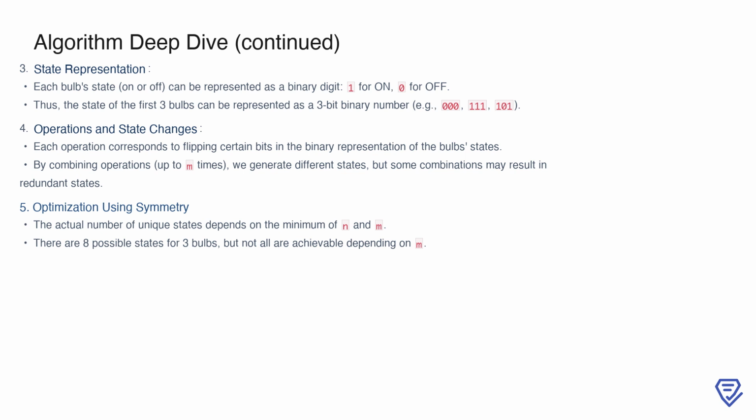By combining these operations, up to m times, we can generate a variety of states. However, because of symmetry and overlapping effects, many operation combinations may lead to the same state, resulting in redundancy. This is where optimization comes in. The total number of unique states achievable depends on the smaller of n and m. While there are up to 8 possible states for 3 bulbs, not all of these are achievable for every value of m, so we need to carefully analyze which combinations produce distinct results.